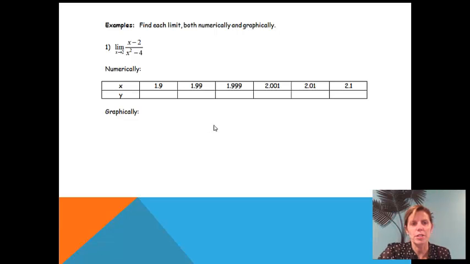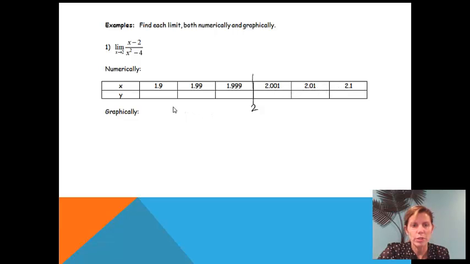All right, the first example says find each limit both numerically and graphically. The first one you'll notice is asking us to find the limit as x approaches 2 of the function x minus 2 over x squared minus 4. You'll notice I already have the table set up for you. Notice we're approaching 2, so you'll notice 2 is actually right here on my table. Notice I have values getting closer to 2 from the left, and I have values approaching 2 from the right.